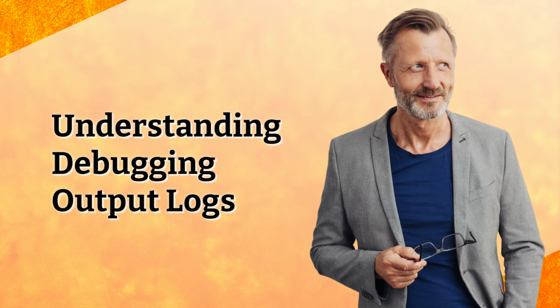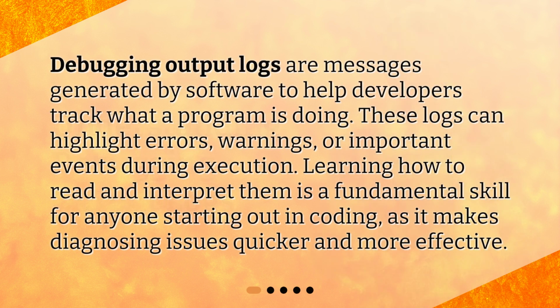Understanding debugging output logs. Debugging output logs are messages generated by software to help developers track what a program is doing. These logs can highlight errors, warnings, or important events during execution. Learning how to read and interpret them is a fundamental skill for anyone starting out in coding, as it makes diagnosing issues quicker and more effective.